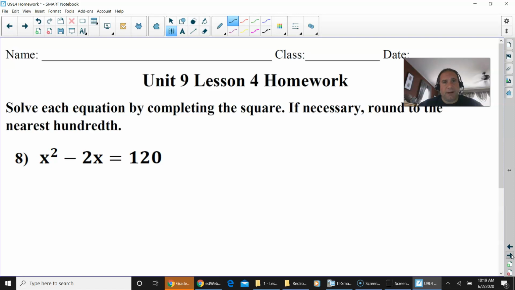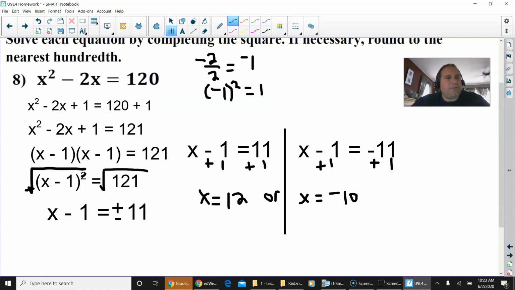Press pause now. Okay, so number 8, x squared minus 2x equals 20. You go ahead and divide -2 by 2, which is your b, and you have -1. -1 squared equals 1, so that's what I added on both sides, and I came up with x squared minus 2x plus 1 equals 121. When I factored this trinomial, -1 times -1 is +1, and -1 plus -1 is -2. So x minus 1 times x minus 1 equals 121.